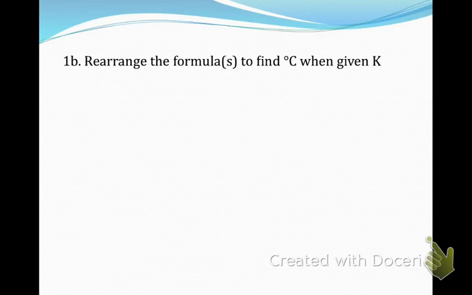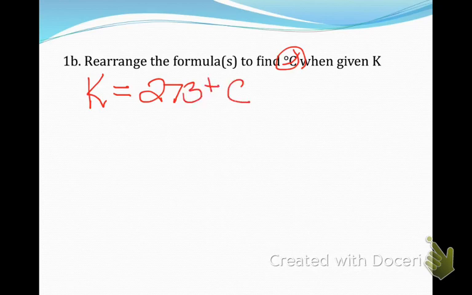The next thing is to rearrange the formula to find Celsius when given K. So here I can go back to table T. I know Kelvin is equal to 273 plus Celsius. I want to find Celsius, so I want to get Celsius all by itself on one side of the equation. So subtract 273 from both sides. K minus 273 is equal to degrees Celsius.